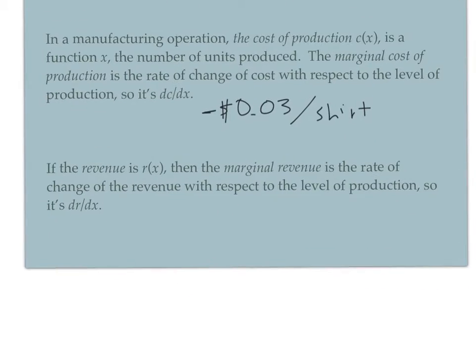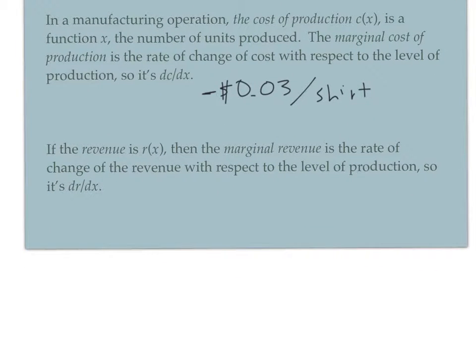Now the marginal revenue is how much you make. Now revenue is not how much you make in total. It's not profit, right? Revenue is how much you would get paid for your shirts. You'd still have to subtract the cost. Does that make sense to everybody?